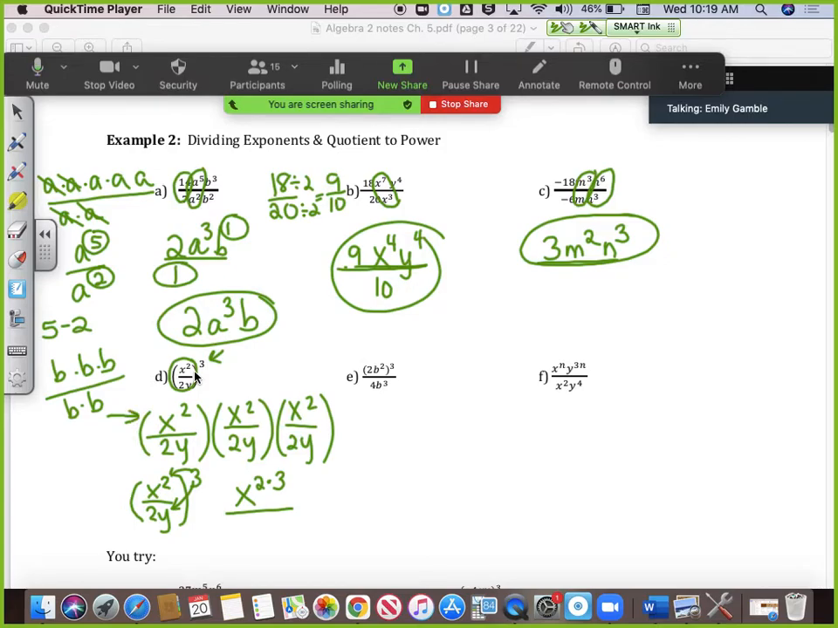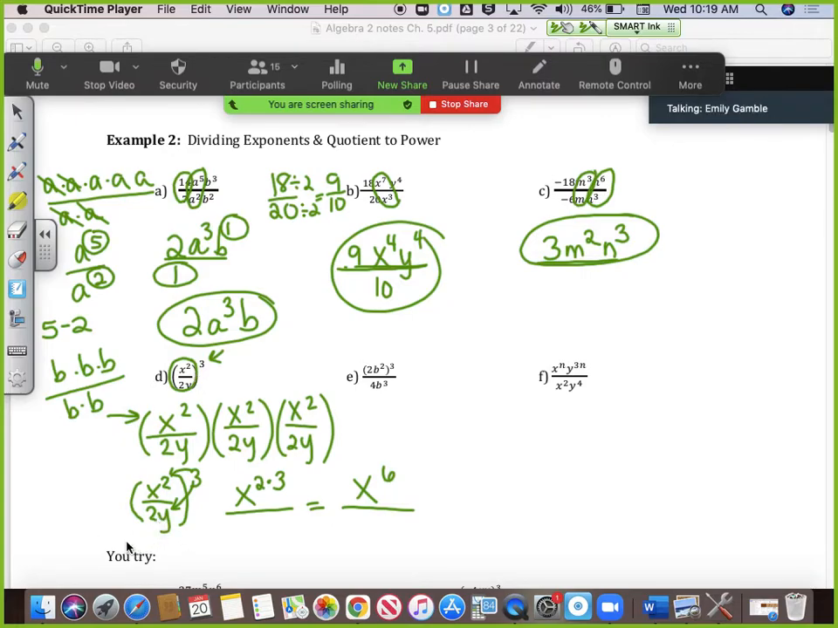x squared, x squared, x squared. Well, this is 2 x's, 2 more, 2 more. There's a total of 6. 2, 4, 6. 2 times 3 is 6. So I know this is going to simplify to x to the 6th power. So it does make sense when you think about what's happening when you expand it.